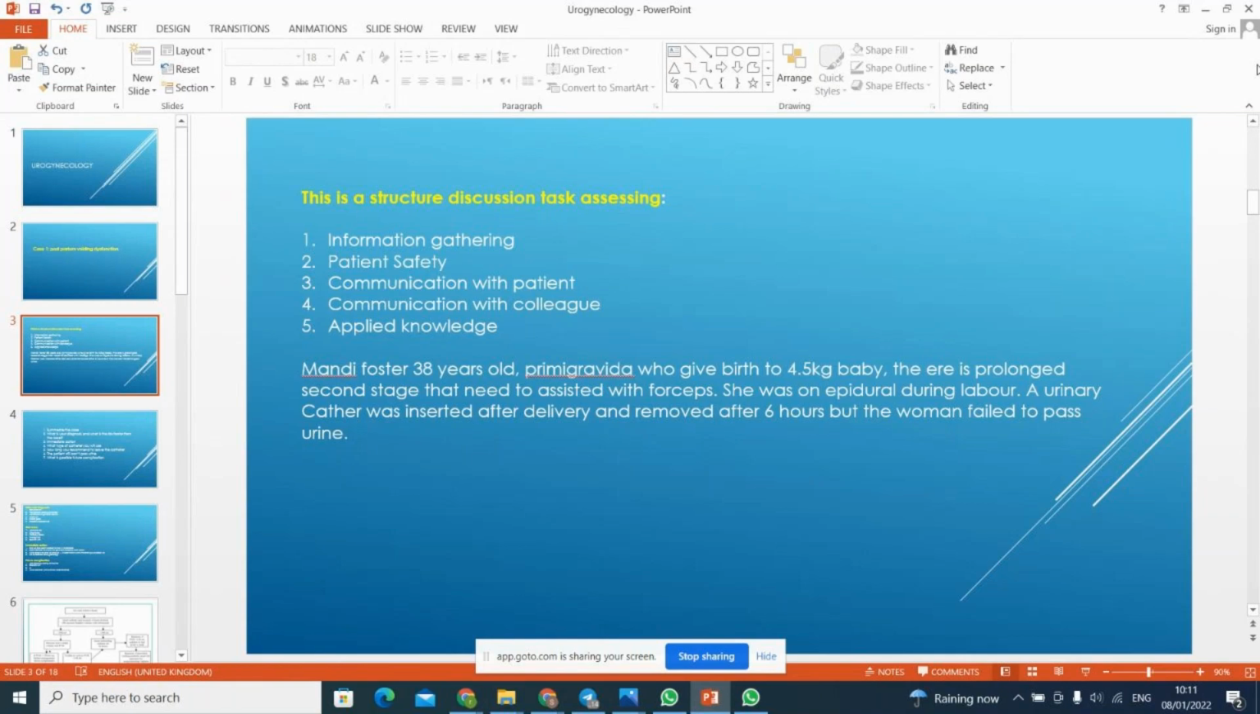If the voided volume is less than 500 ml, then I would need to measure the post-void residual by doing an ultrasound scan. If the post-void residual is less than 150 ml, then I don't need to do anything unless and until she again complains of urinary retention. And if the post-void residual is more than 150 ml, then again I would go for a catheter for another 24 hours.